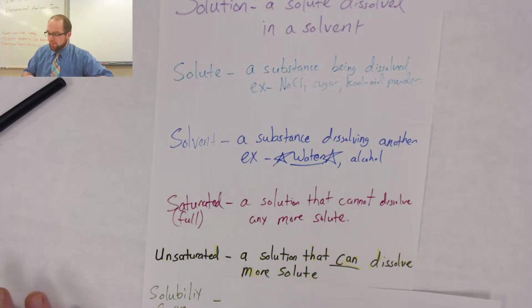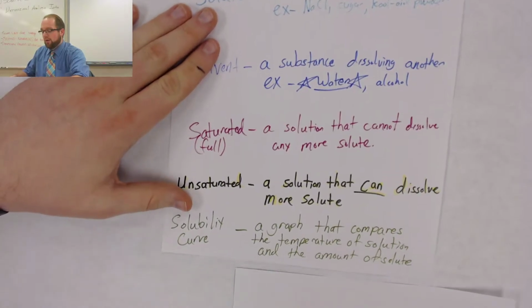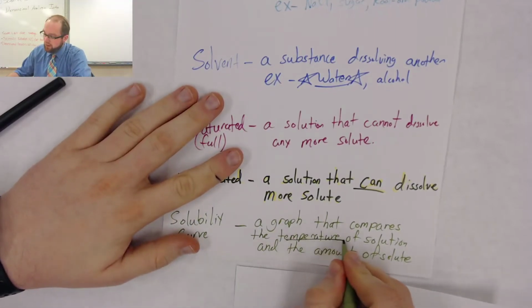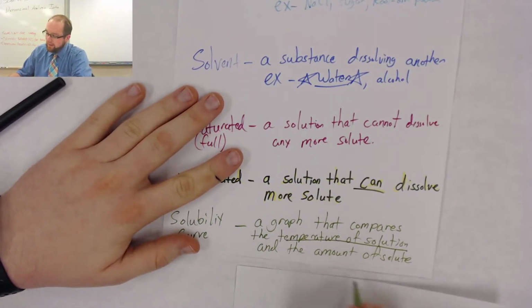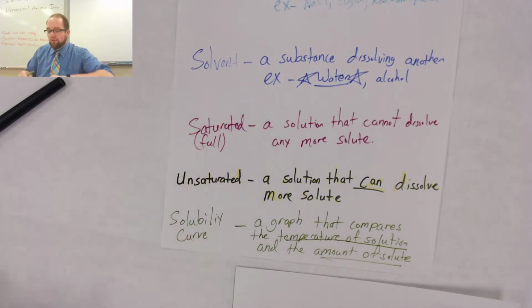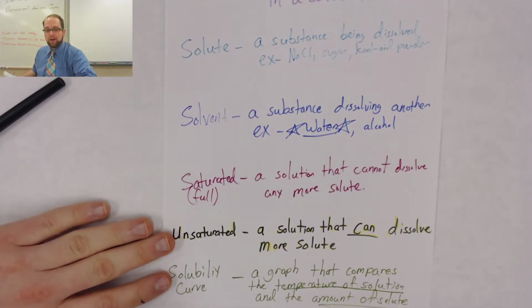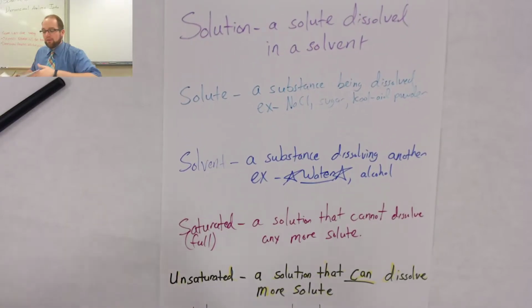So we have all these vocab terms, and our last one here is a very simple idea of a solubility curve. So a solubility curve compares 2 things. It compares the temperature of a solution and the amount of solute that is trying to dissolve. So we're going to be looking at some different examples here today about how we can read and understand these. But these are our main vocab terms for today. Let's make sure that we understand them moving forward. And let's take a look then at a solubility curve.